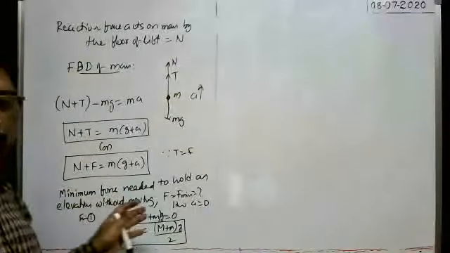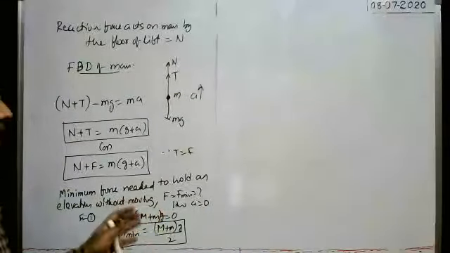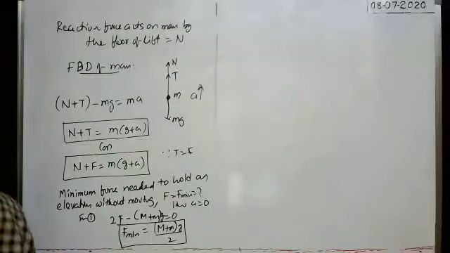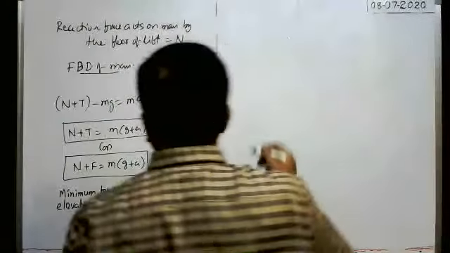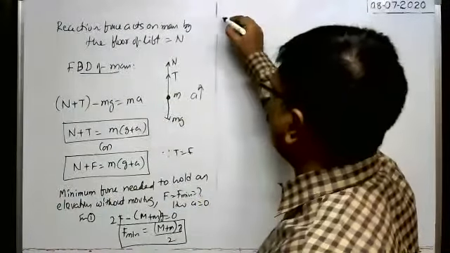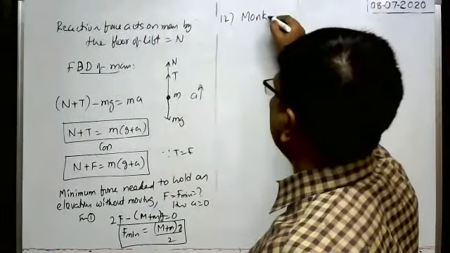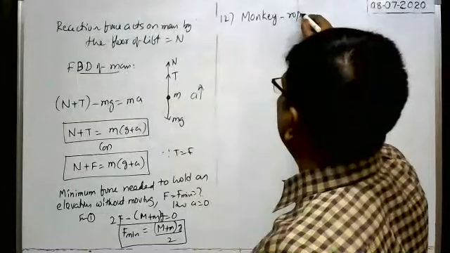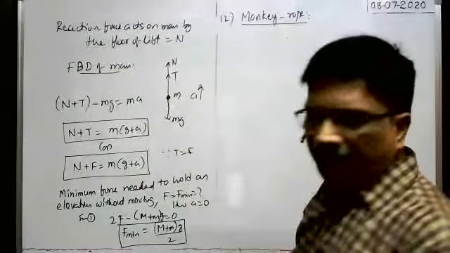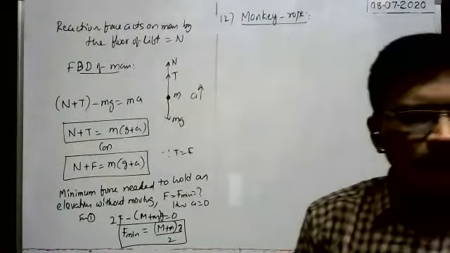I will erase this also. After I discuss the monkey concept, I will erase the total. So monkey, next, note point 12: monkey rope concept.